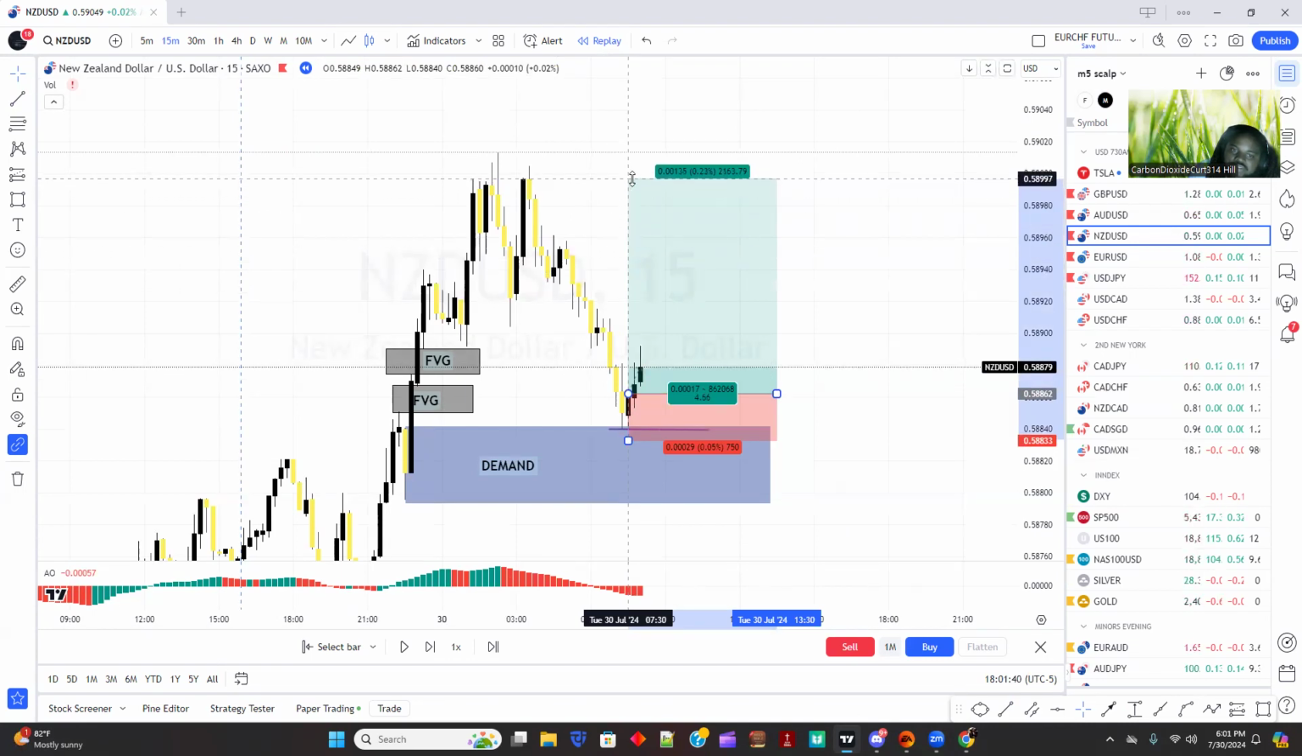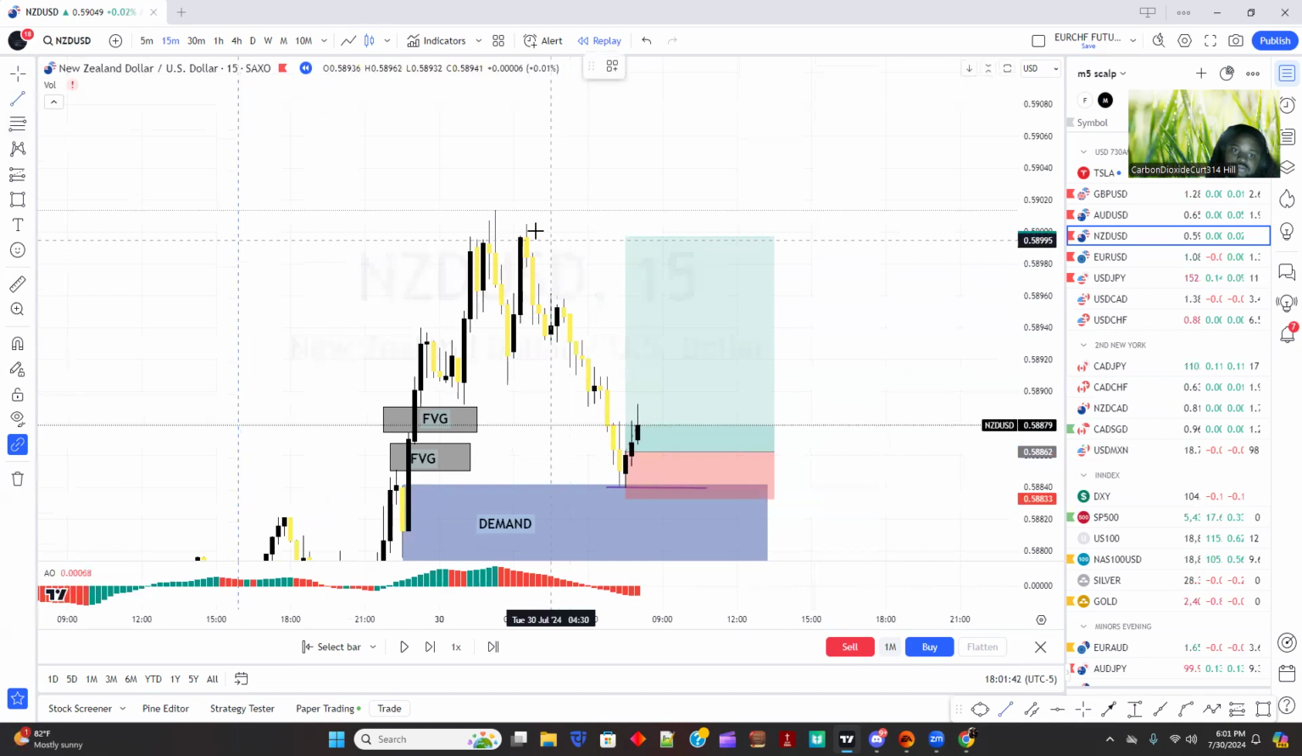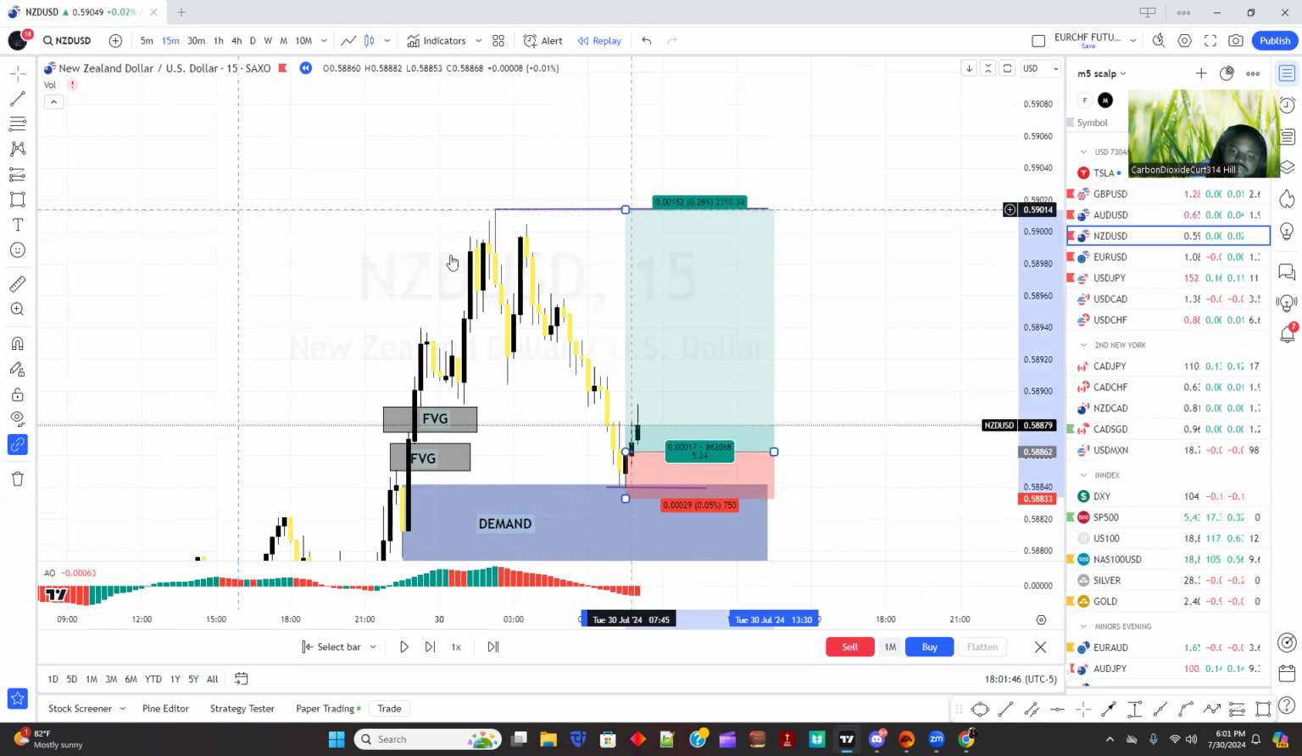So I was going for the highs in these wicks because I knew that news was coming. So right there is a 1.24 RR. Now I didn't close it up there. I closed it somewhere around a 4 or 3. However, this was a 5.24 RR trade.